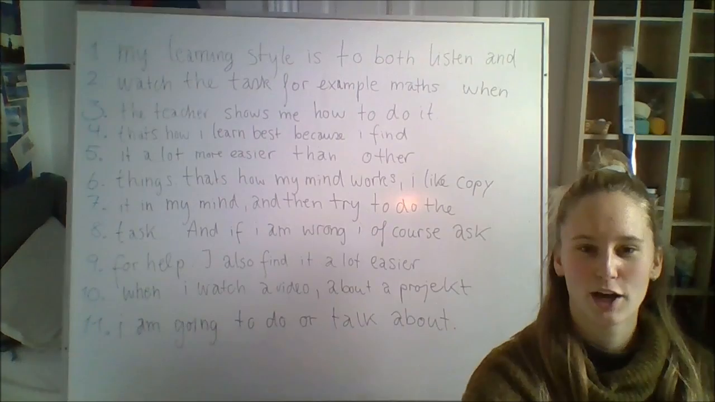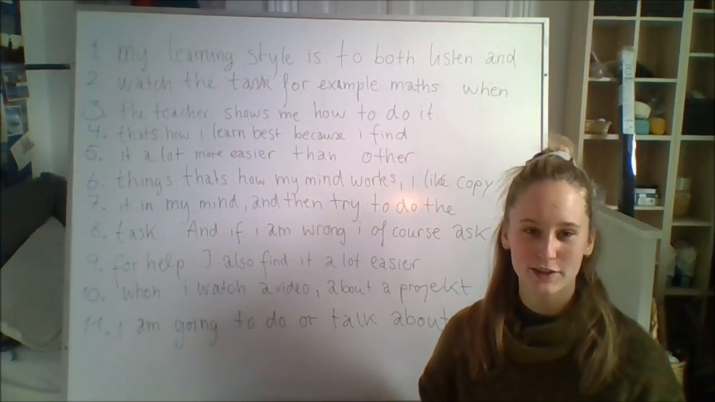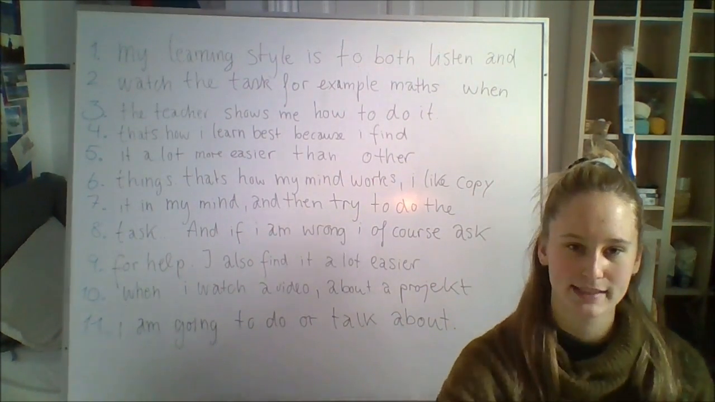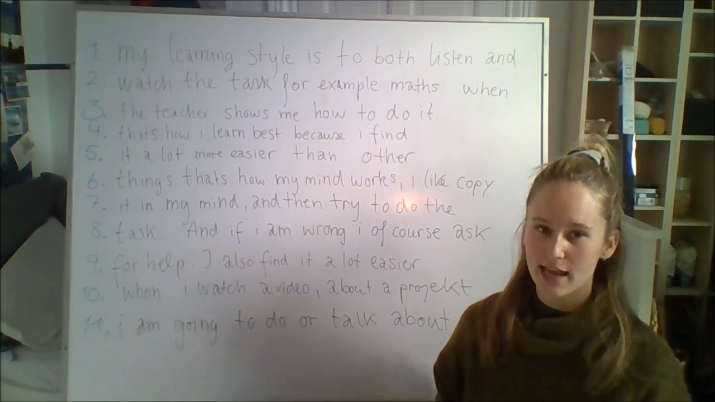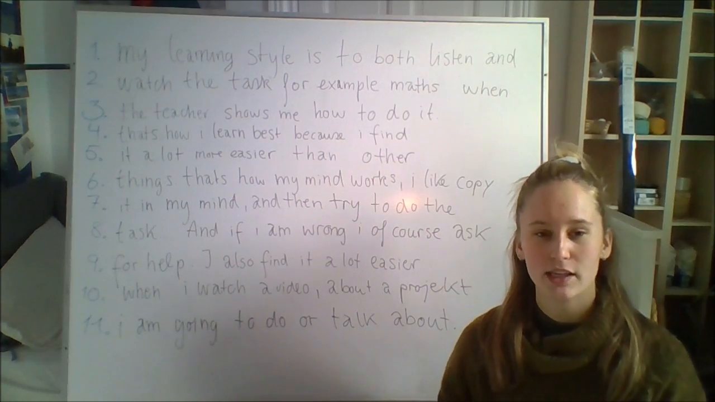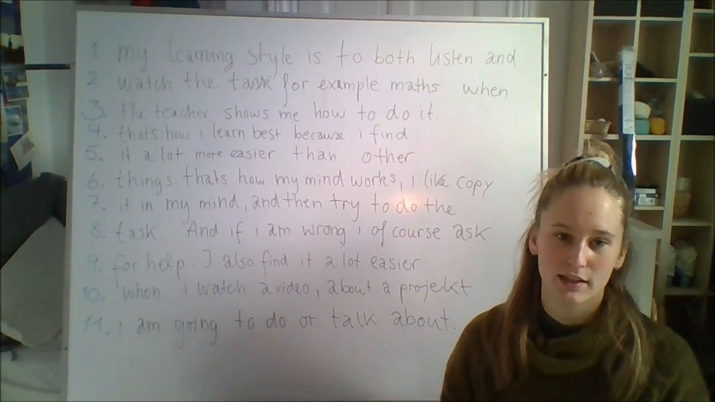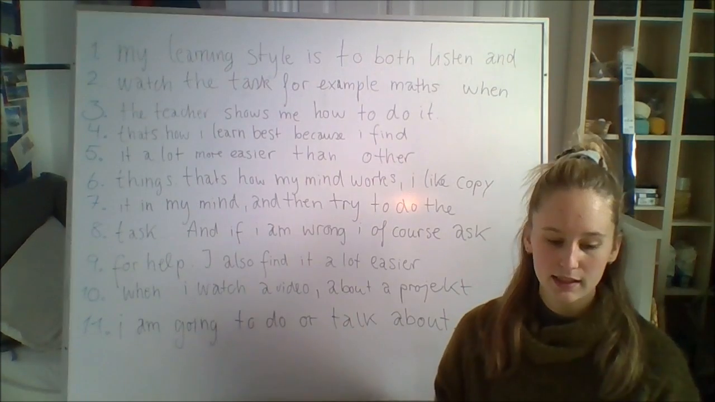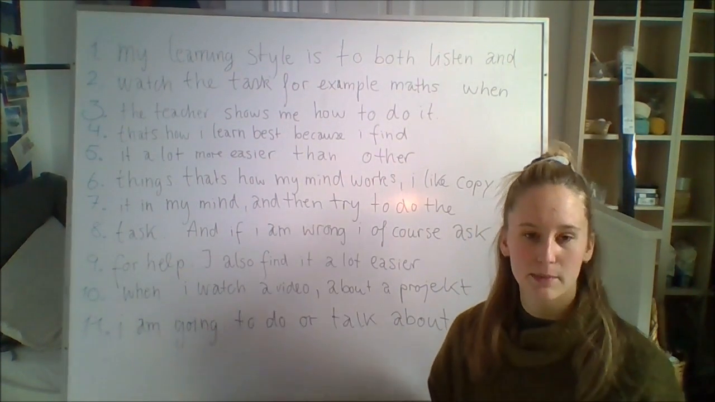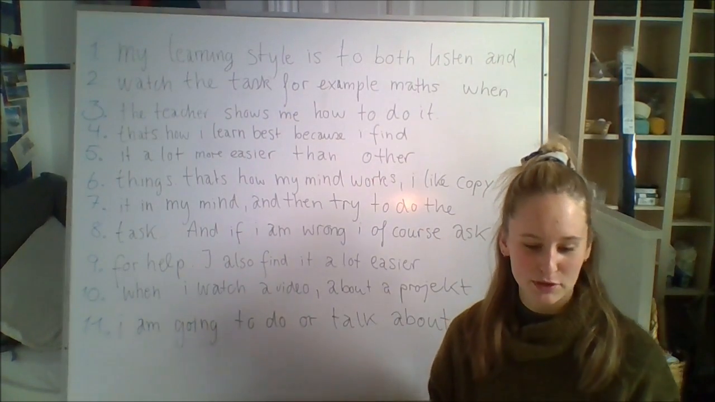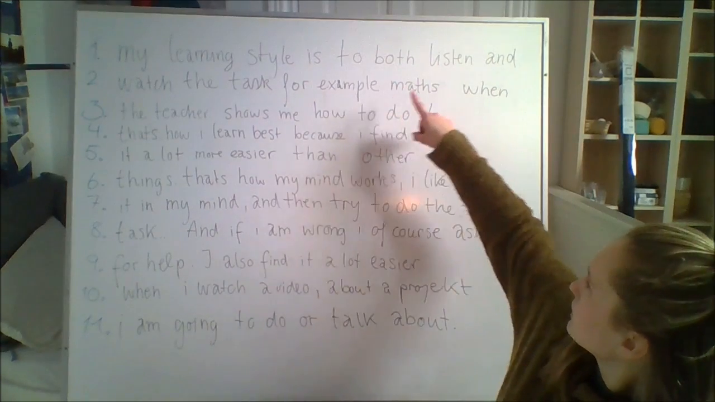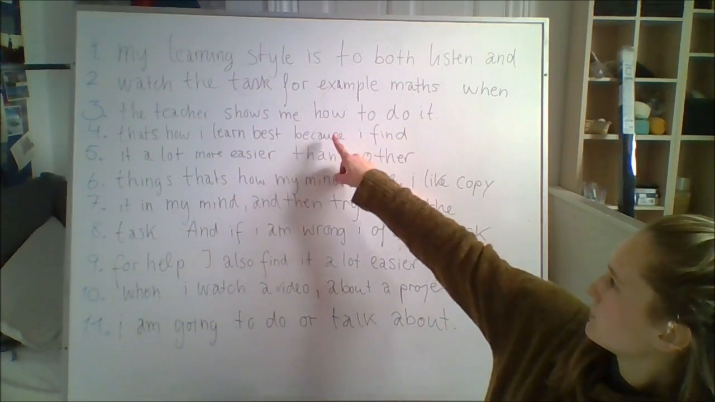Alright, the question the student picked was, what learning styles are there and what is your learning style? The student answers the last part of the question about what your learning style is, but he leaves out to answer what different learning styles there are. He is able to say what specific characteristics of his learning types there are and give examples of it. For instance, he says, for example, maths when the teacher shows me how to do it.